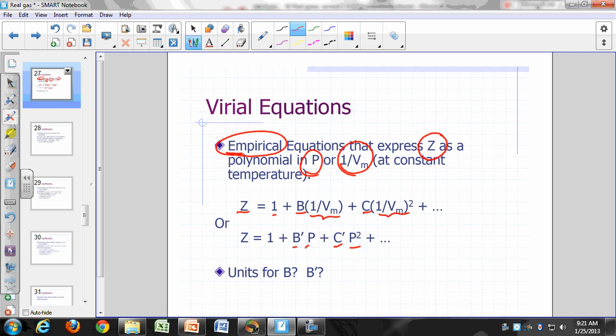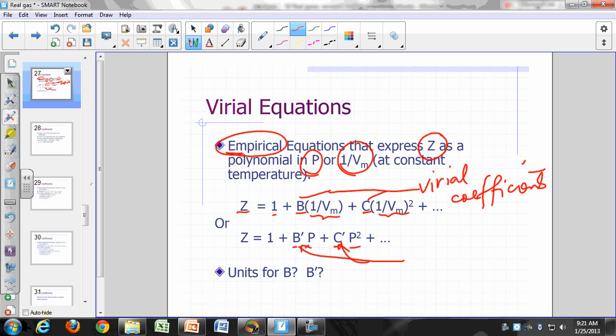Now B, C, and D and so on, these are called your virial coefficients. And B prime and C prime, those are also called virial coefficients. So the coefficients in this expansion are called virial coefficients.